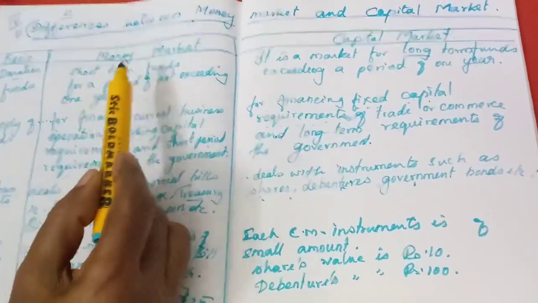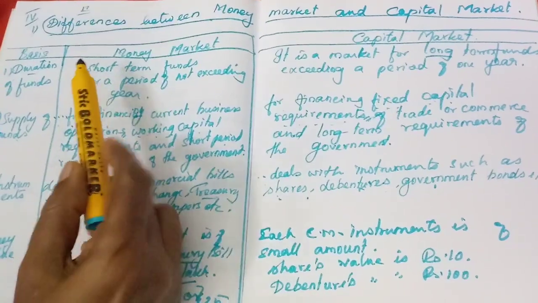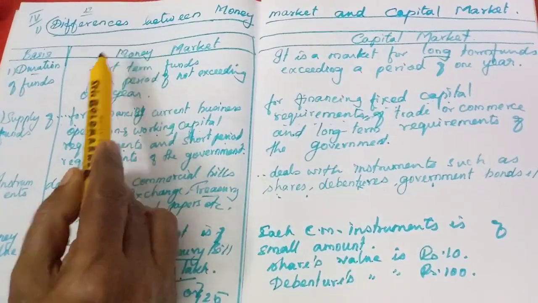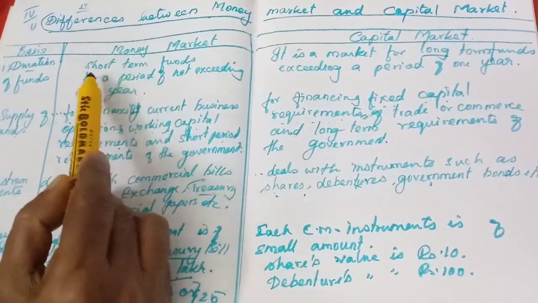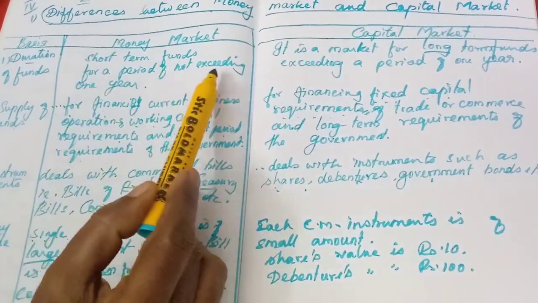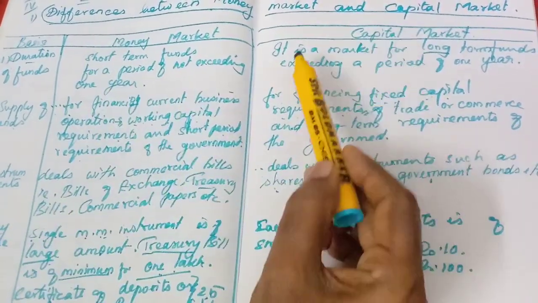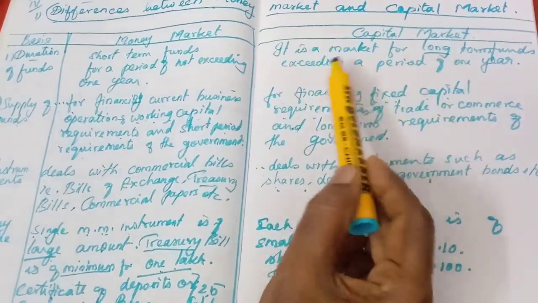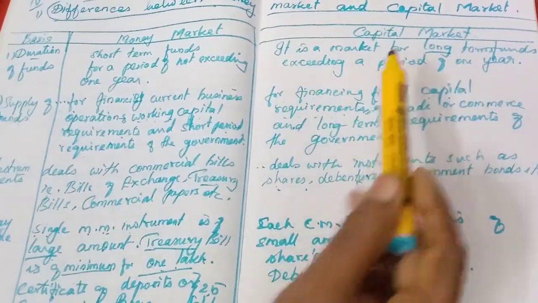Duration of funds. Money market is a market for short-term funds for a period not exceeding 1 year. Capital market is a market for long-term funds exceeding a period of 1 year.